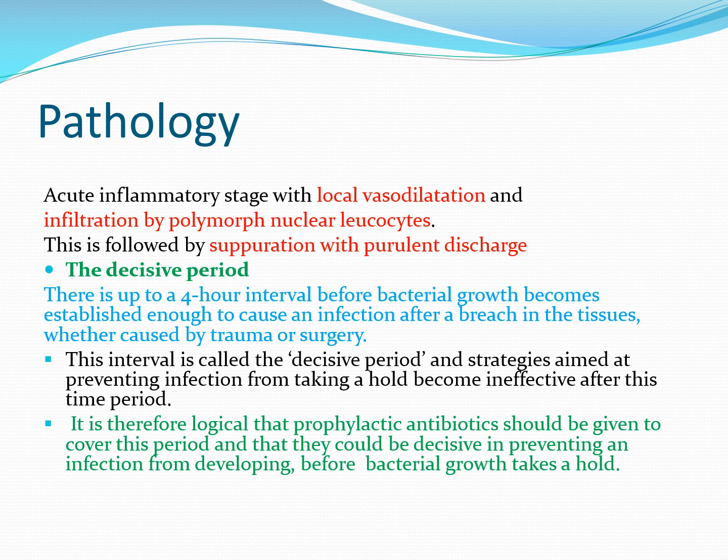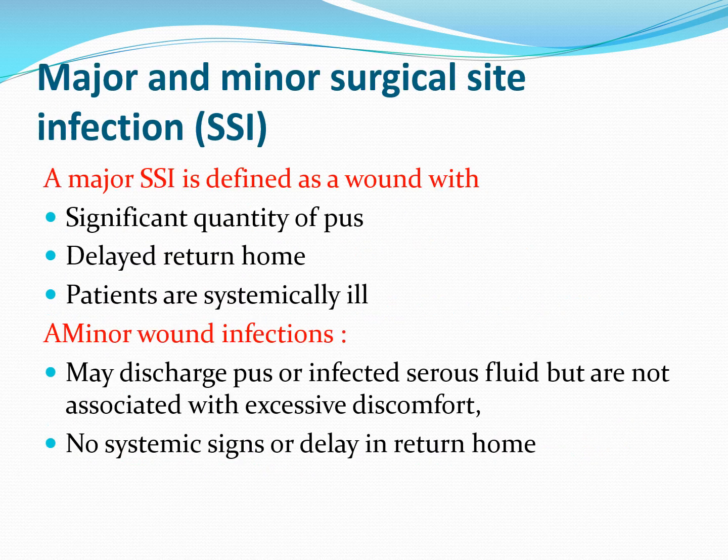And if we can interfere before the growth and development of the real infection, this is called the decisive period, where we can take hold and prevent an effective action of the bacteria from occurring. It is therefore logical that prophylactic antibiotics should be given to cover this period, and that they could be decisive in preventing an infection from developing before bacterial growth takes hold.